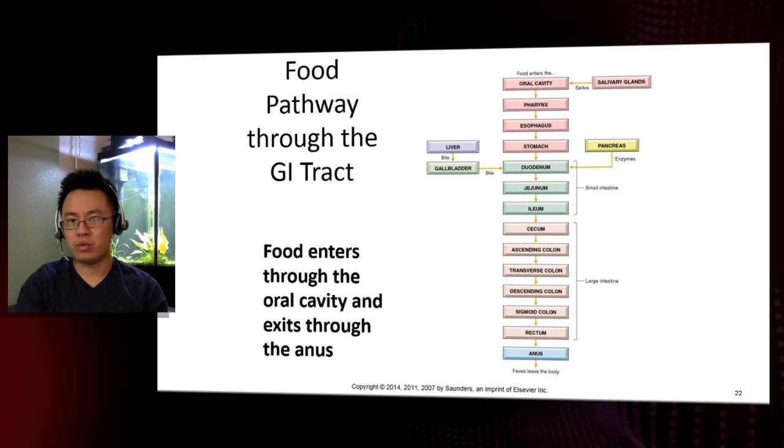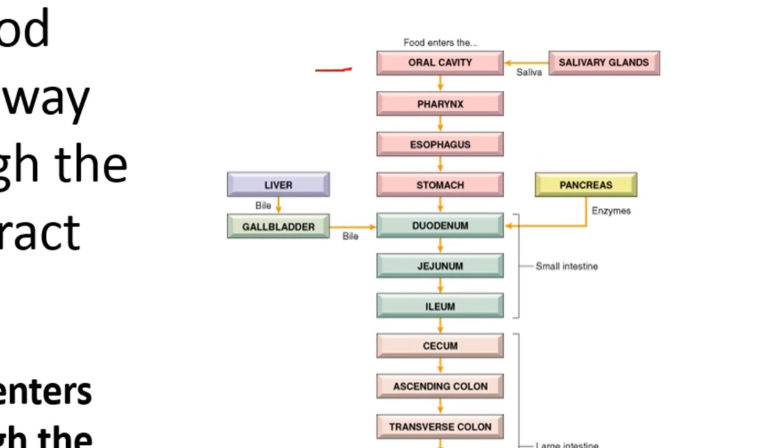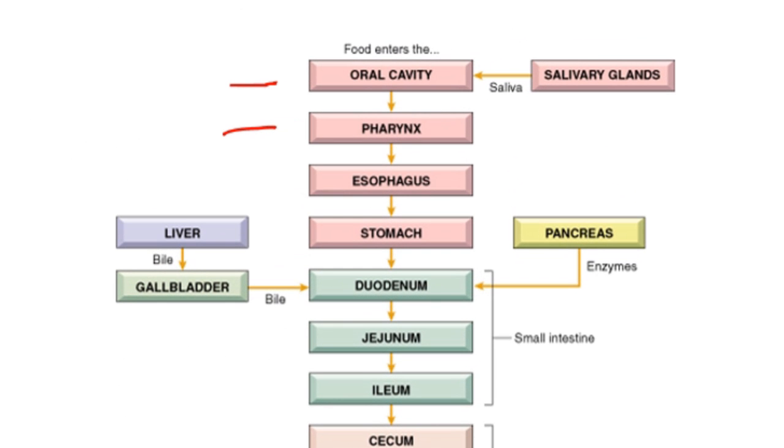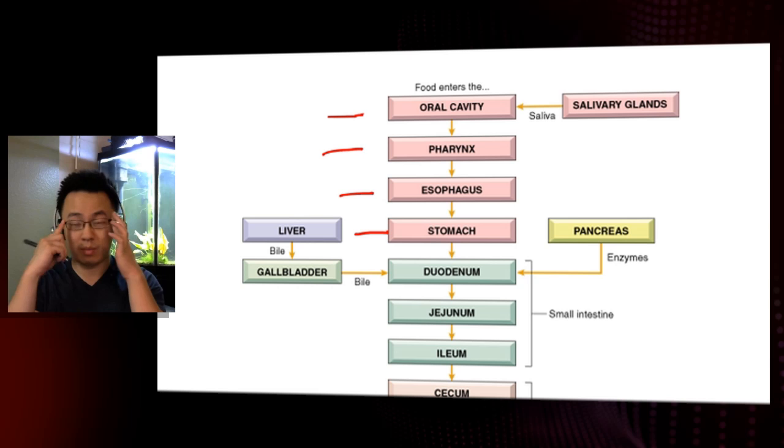I would definitely want to know this pathway. Very important here. Just to give an overview, the food enters into your oral cavity, then it passes through the pharynx, which is a common passageway. Then it goes into the esophagus, and then the stomach, where it digests a lot of the foods.